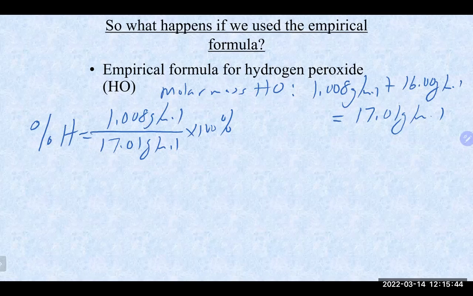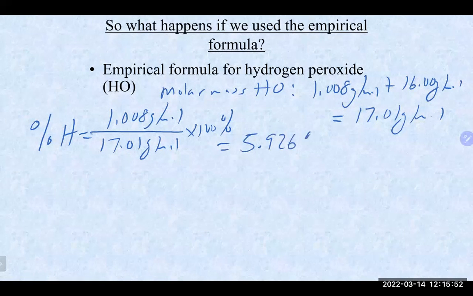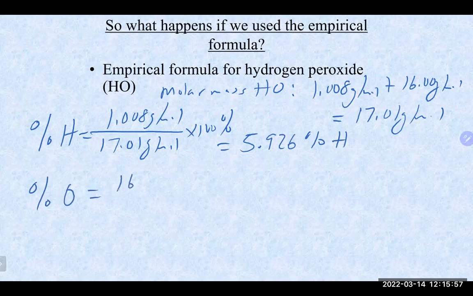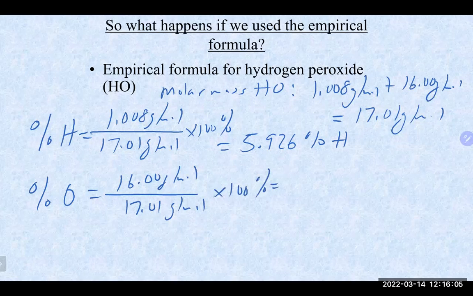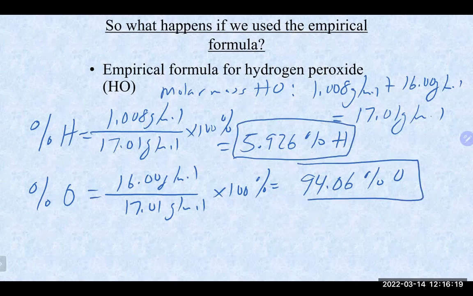Here we go. There we go. That gets us 5.926% hydrogen. And obviously doing the same thing here for oxygen gets us 94.06% oxygen. So is the percent composition by mass different for the empirical formula versus the molecular formula?